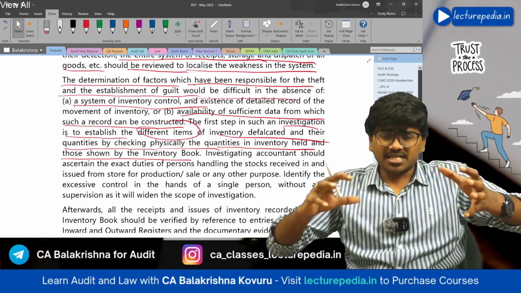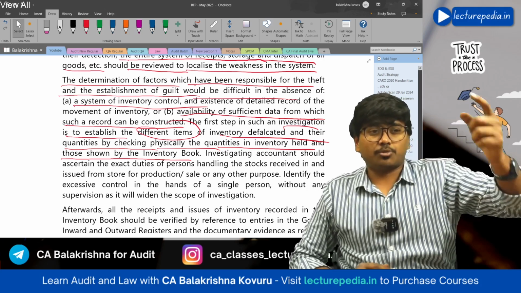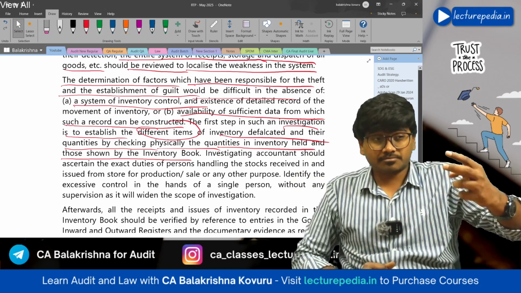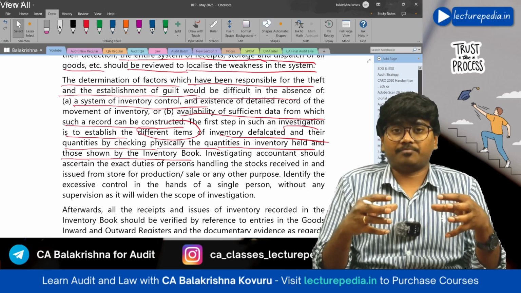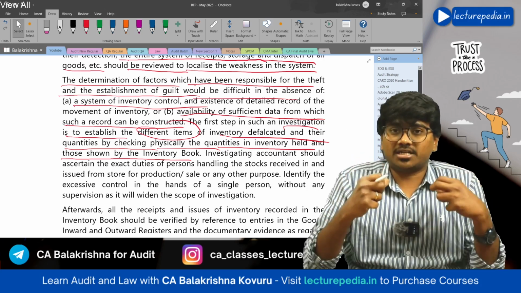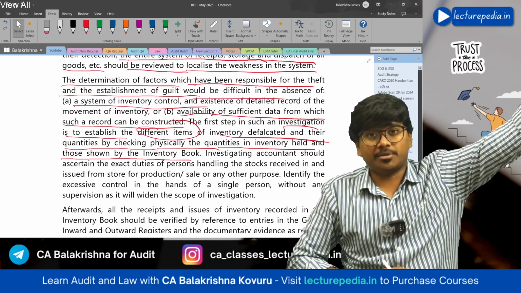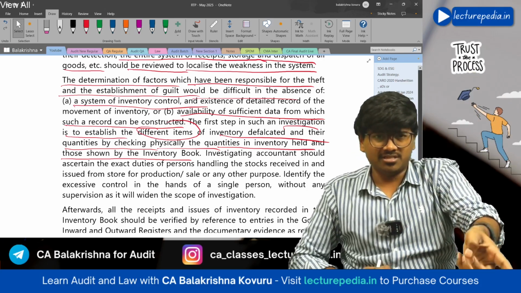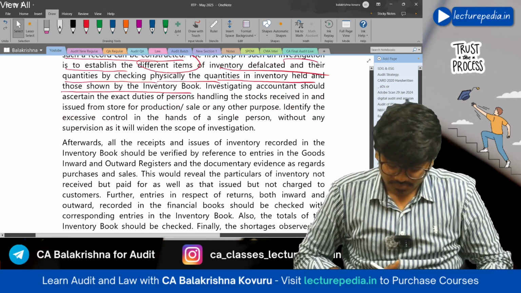So first of all, he has understood the process of procurement, storage, and issual, that is issue of inventory. Next, he will see in which inventory there is a shortage. He will identify whether it is in raw material; in raw material also there might be various raw materials. So in which raw material there is shortage, that he will identify. How will he identify? By comparing physical verification with books of accounts.